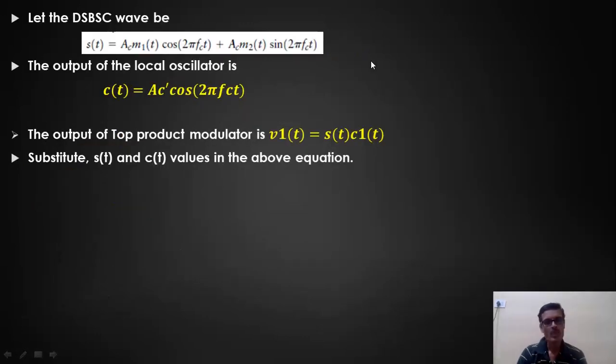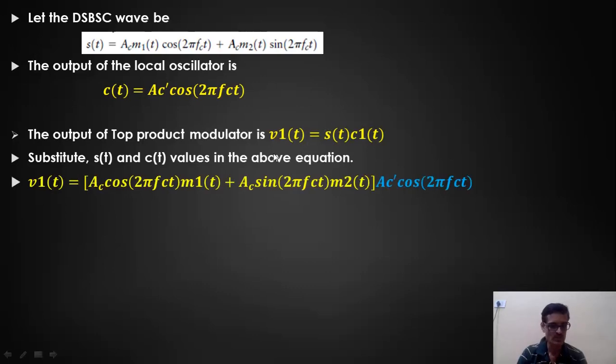Now I will explain how a message signal M1 of t is recovered in the top channel, that is the I channel, by using a simple derivation. As you know, the S of t given to the first product modulator is the input multiplexed signal. The local oscillator will produce a signal which is given by Ac dash cos 2 pi fct. Now the output of the top product modulator is nothing but the multiplication of that S of t with the carrier, that is C of t, let us say. So when I substitute this S of t and C of t into this particular equation, what I will get is this equation, where the first part is S of t and the second part is the carrier, that is Ac dash cos 2 pi fct.